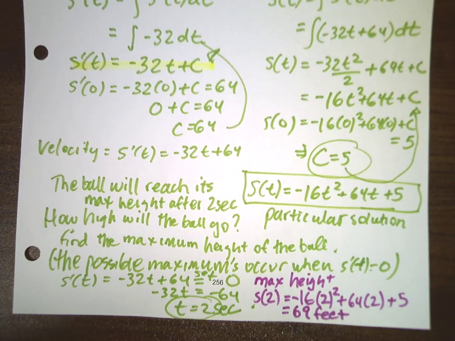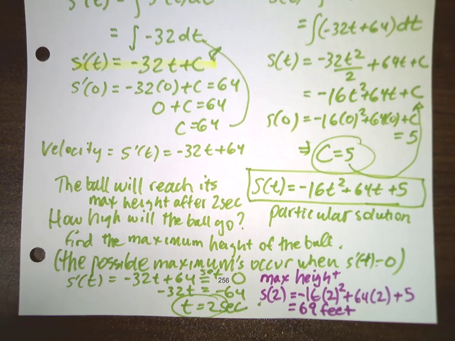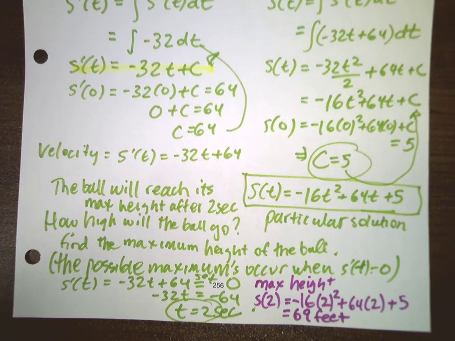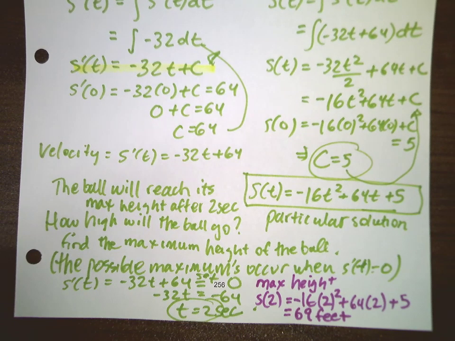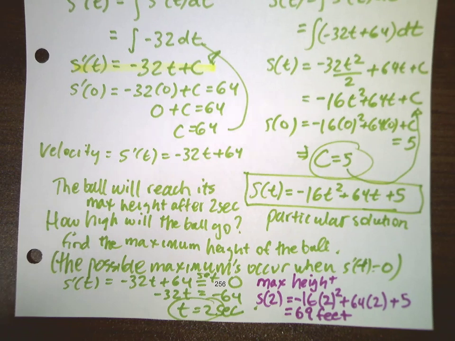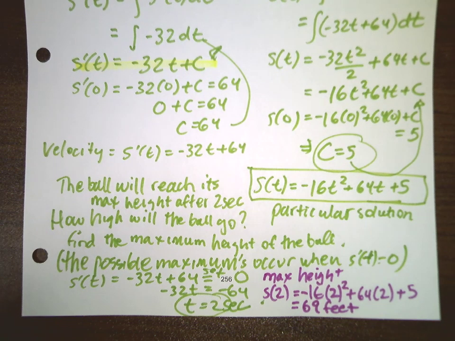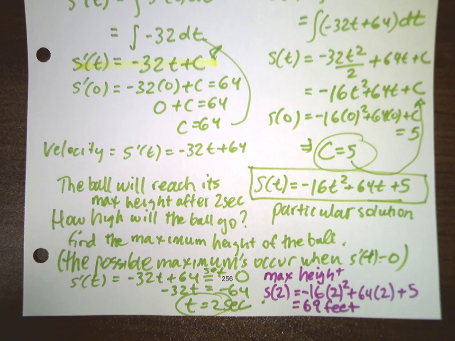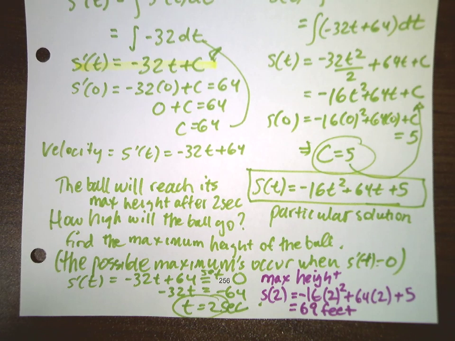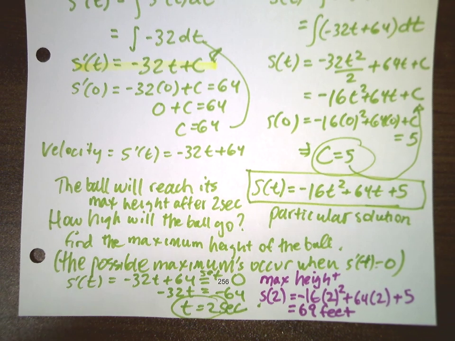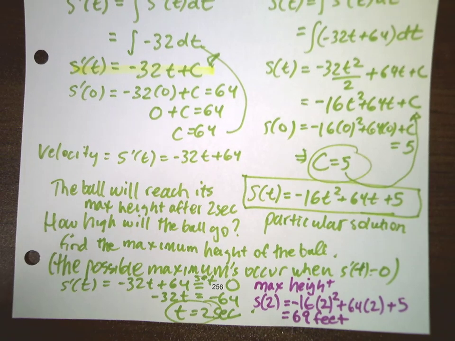So if the ball started at a different initial height, like 10 feet off the ground instead of 5, or if the ball was launched at a velocity of like 128 feet per second instead of 64, that would make a difference as well. So those are just things to consider. But the ball here is always going to drop back to the ground with an acceleration of negative 32 feet per second squared.